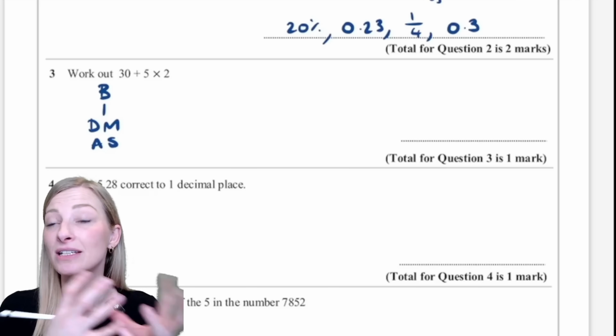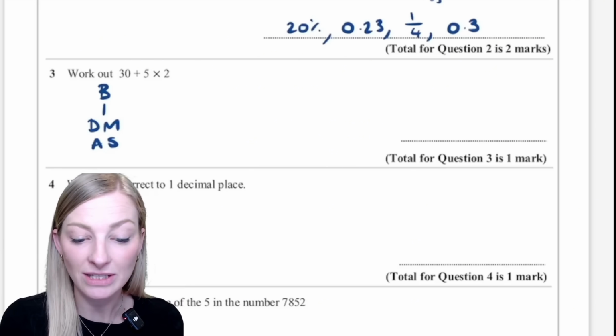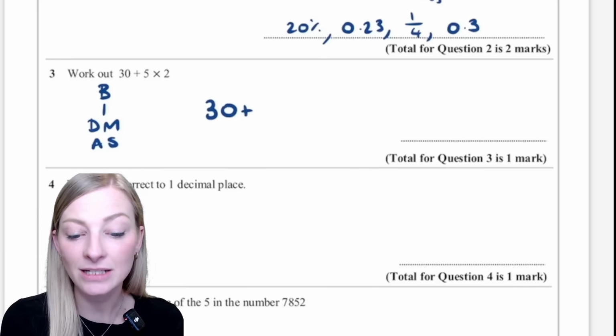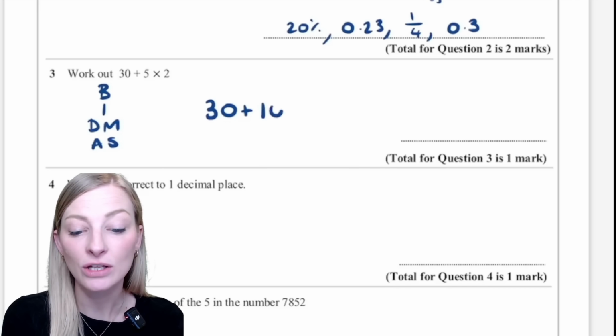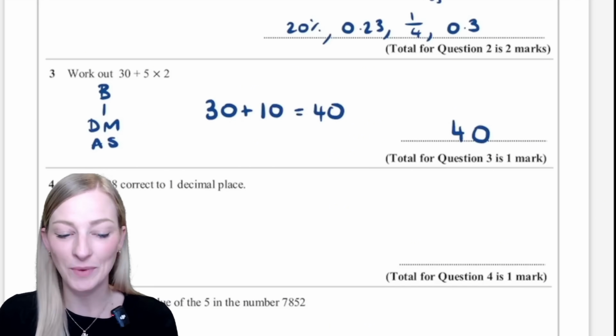Here we have add and we have multiply. So we're going to make sure we do the multiplication first. So this is 30, add, and 5 times 2 is 10. So 30 add 10 gives me an answer of 40 for that one.